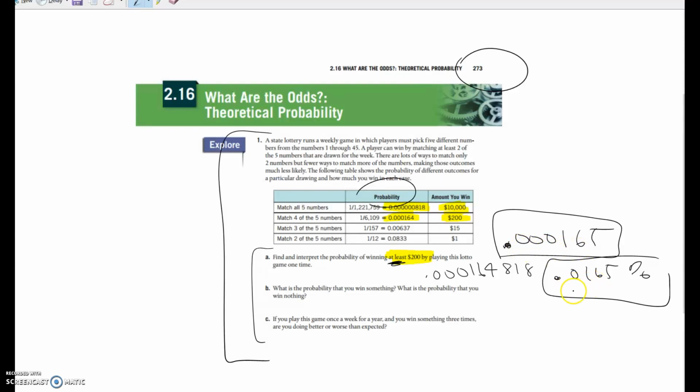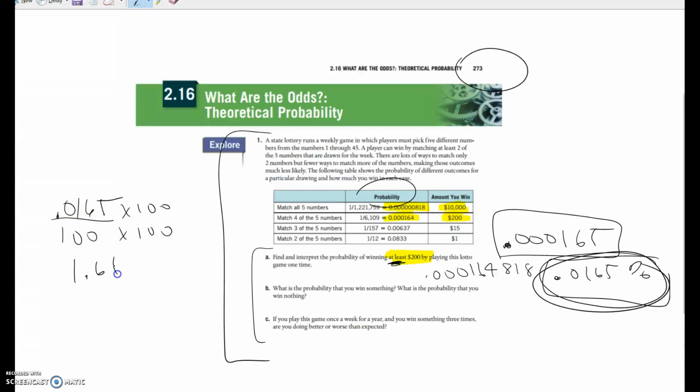Now, if you want to interpret what that means, this is kind of hard to understand. Even this percent is kind of hard to understand. So what you could do is say, let's take this percent. I could say, well, it's 0.0165 chances to win out of 100, because that's the definition of percent. And then I could scale this up by, I don't know, like 100. So what would that make that? 1.65 out of what? 10,000. So then I could just round and say, okay, well, that's about 2 chances to win out of every 10,000 chances I play. All right, try B and C if you haven't already.